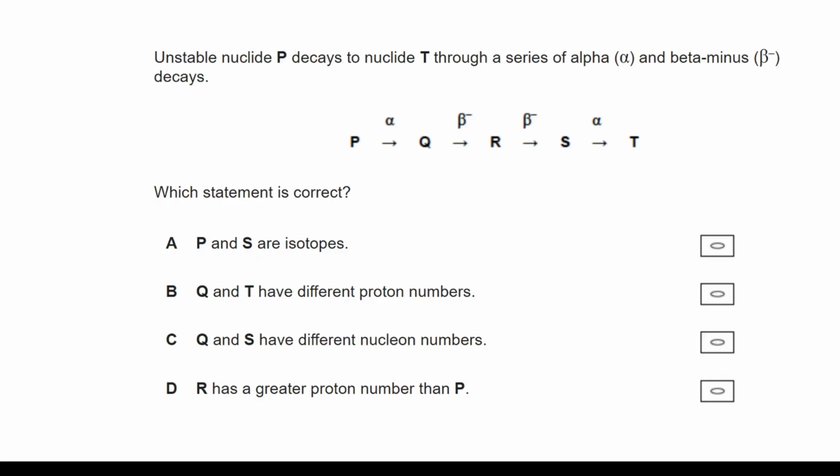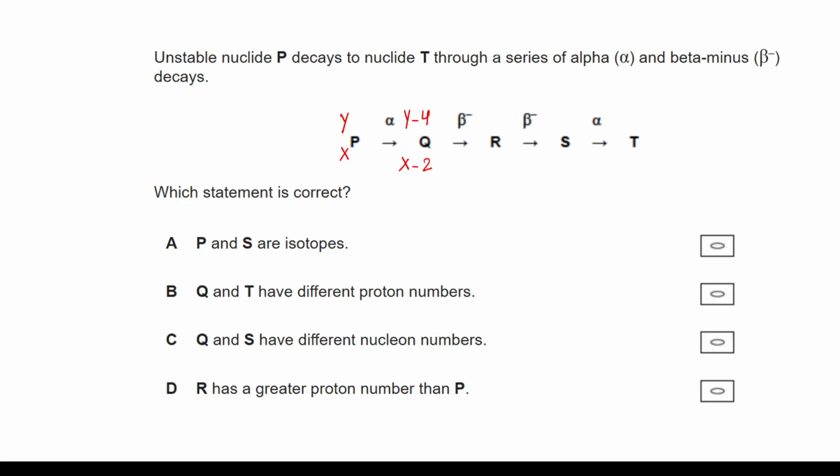One of the exam questions is something like this. This is obviously a 1 mark question. An unstable nuclide is decaying to nuclide T through a series of alpha and beta minus decays. Which statement is correct? Okay, let's just see. If this is X and this is Y, then after alpha the atomic number becomes X minus 2 and the mass number becomes Y minus 4.